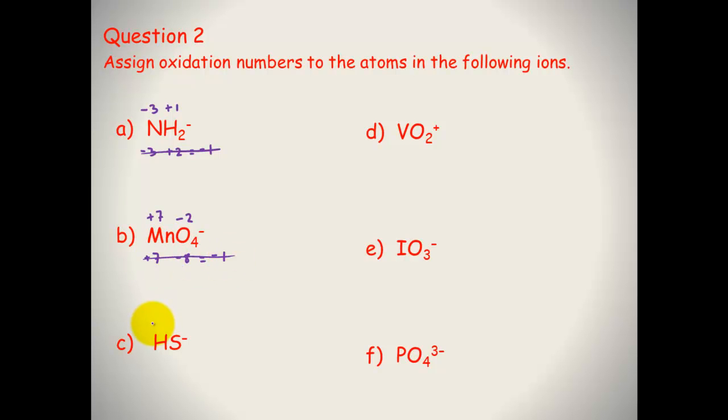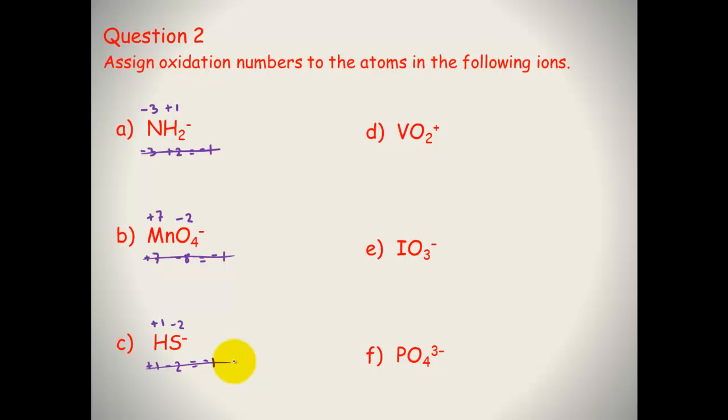Hydrogen sulfide. Hydrogen is plus 1 times 1 is plus 1, and the overall charge here is minus 1. So we've got plus 1, so sulfur needs to be minus 2 because there's one of them.